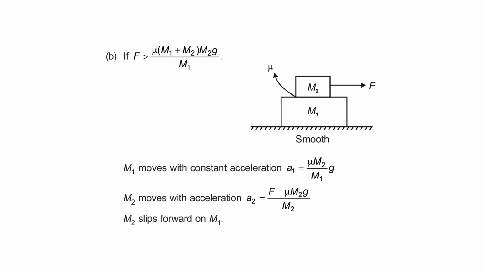B, if F is greater than mu times (m1 plus m2) into m2 g divided by m1, then m1 moves with constant acceleration a1 equal to mu m2 divided by m1 into g. m2 moves with acceleration a2 which is equal to (F minus mu m2 g) divided by m2. And m2 slips forward on m1.